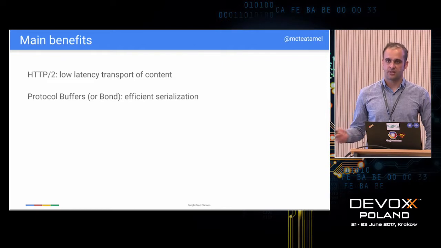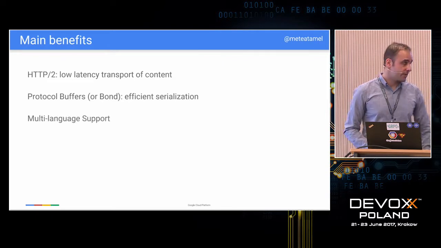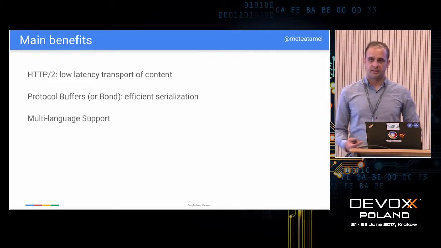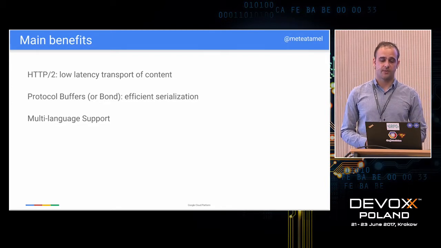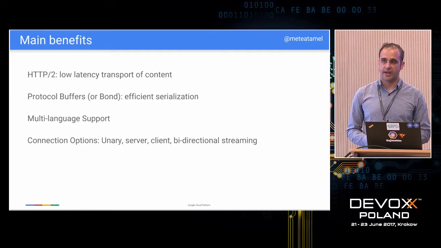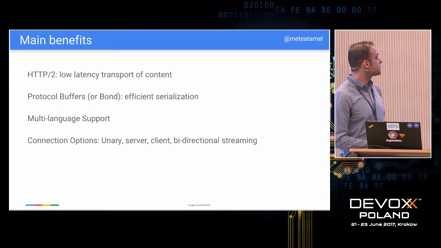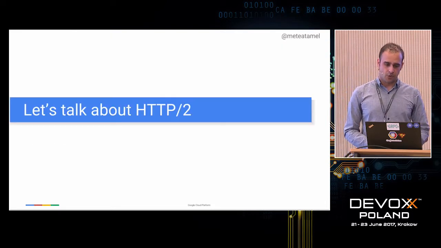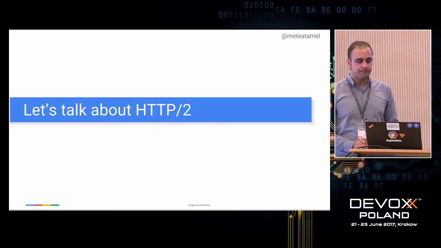Same thing with Bond in the .NET world. The third thing is multi-language support. So as I mentioned, you get 10 plus languages for free by using gRPC. And the last thing is connection options. So you have all these different kinds of connections that you get by using gRPC. So these are kind of, in my mind, the main benefits of using gRPC. So let's talk about HTTP2 now.